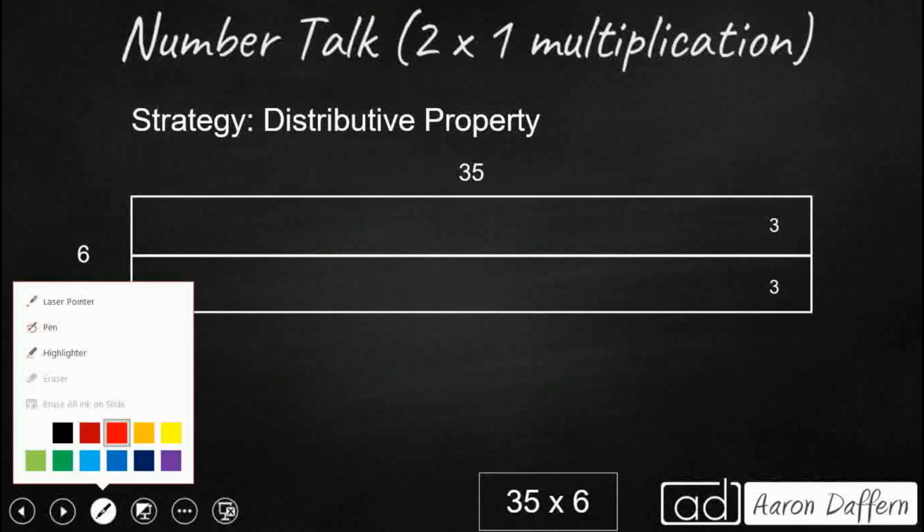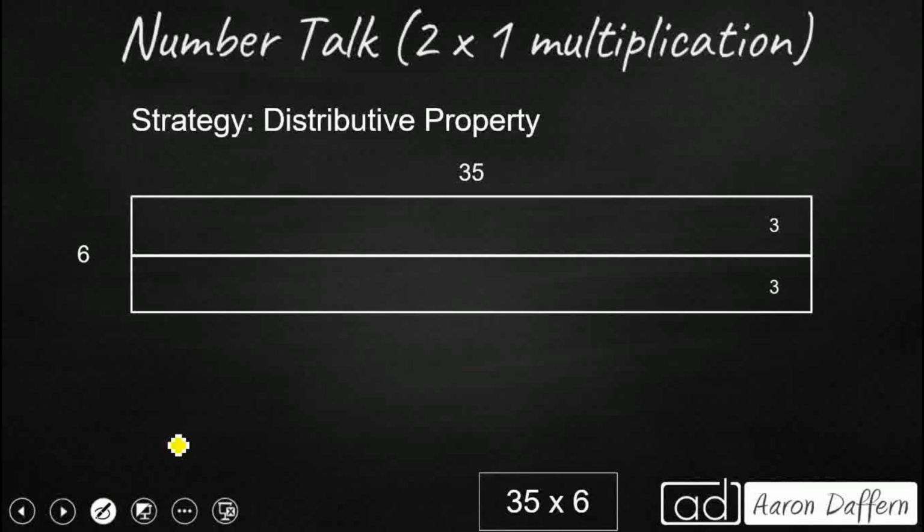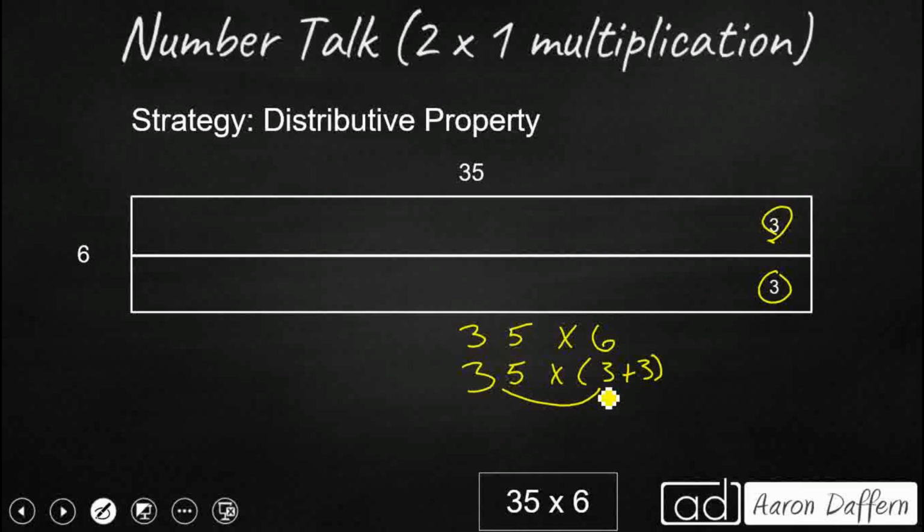So first, let's look at the distributive property. What we're going to do is take our 35 times 6. And you see we took our 6 and we broke it up into two 3's. So let's change that 6 into, it's really a 3 plus 3. We're going to cut it in half into two smaller addends. And what this distributive property does is it lets us multiply two smaller multiplication problems to get partial products. So really it's 35 times 3.